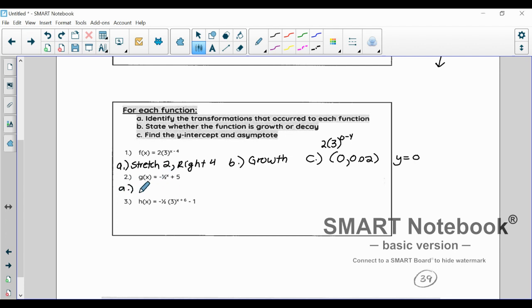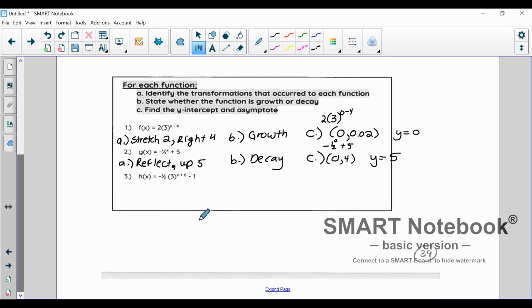Here, I have a negative in front, so that means it's going to reflect over the x-axis. And the +5 here tells me that this is going to go up 5. Because the base is 1/2, that makes it decay. If I plug in 0 for x, so I get -1/2 to the 0 plus 5, that's going to be 4. Using my calculator, that gives me 4. And my asymptote is going to be at y equals 5, because I shifted up 5, that's where my asymptote is.